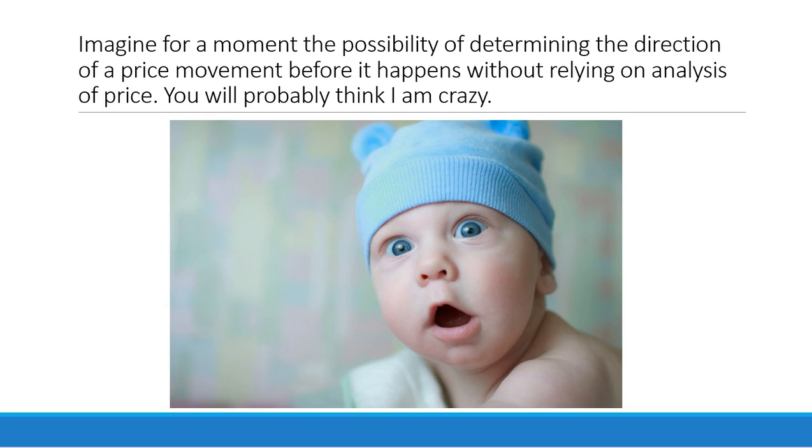So imagine for a moment the possibility of determining the direction of a price movement before it happens without relying on analysis of price. You probably think I'm crazy. Now, everybody is very price-centric. Indicators are price-centric. They're based on mathematical computations of price. Everything is based on price, and price is not the end-all, be-all. And not all prices are the same. I've gone into it in other presentations about trading based off of prices.